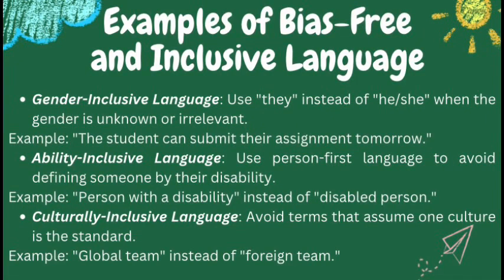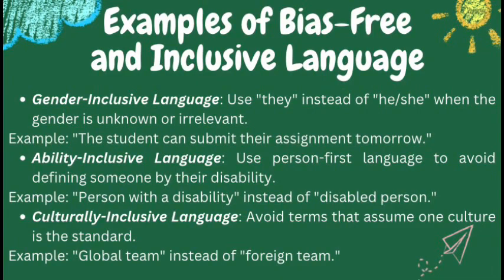Here are some practical examples. First, for gender-inclusive language, instead of saying he or she when a gender is unknown, you can use they. For instance, the student can submit their assignment tomorrow.